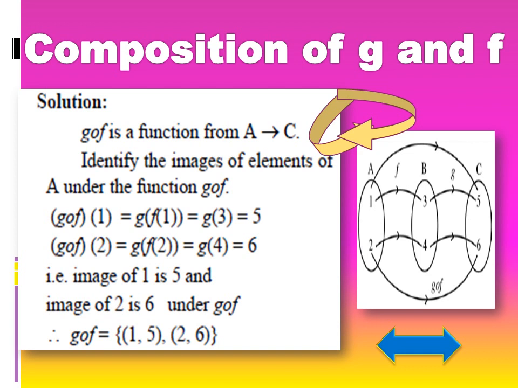g composition f of 2 is equal to g of f of 2. We know that f of 2 is equal to 4. Then g of 4 is equal to 6. The image of 1 is equal to 5 and the image of 2 is equal to 6 under g composition f, and g composition f is equal to {(1, 5), (2, 6)}.